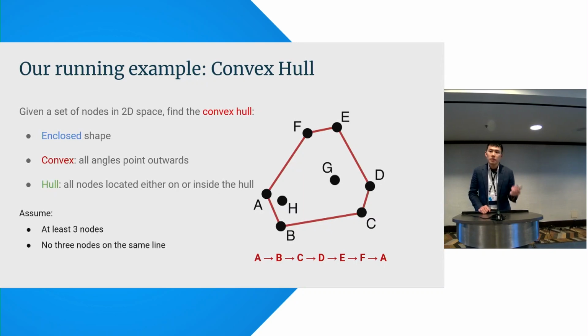We additionally assume that there are at least 3 nodes on this graph, and that those 3 nodes do not lie on the same line, just for simplicity. And for the graph on the right, we will see that the path A, B, C, D, E, F, A will indeed form the Convex Hull of the graph.